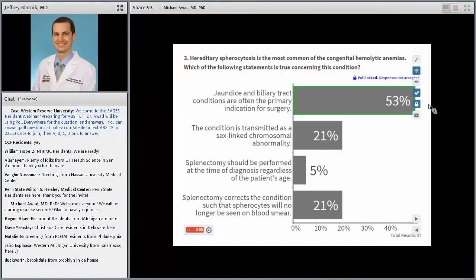So A is the correct answer. So jaundice and biliary tract conditions are often the primary indications for surgery. Hereditary spherocytosis is actually an autosomal dominant mutation, seen in about 1 in 5,000 individuals. Splenectomy should actually be delayed until patients are older. Hereditary spherocytosis is often identified in young children. To try to minimize the risk for post-splenectomy sepsis, it should be delayed until after the children age some. And it actually does not remove the spherocytes. They can still be seen on the blood smear, so it does not prevent that. But it is indicated for almost all patients with hereditary spherocytosis.